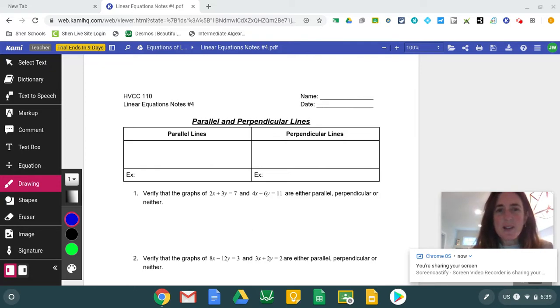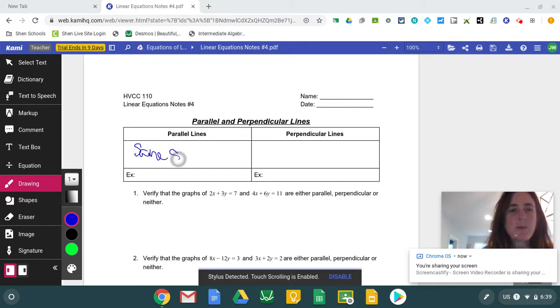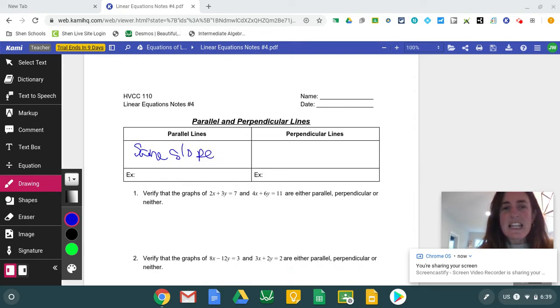Today we're going to do some parallel and perpendicular lines, which you explored back in geometry and earlier this year. To start off, we all know that parallel lines have the same slope. So if the line is y equals 3x plus 2, and the line is y equals 3x minus 6, because they both have the same exact slope of 3, the two lines are parallel. They have the same slope. Parallel is this symbol, if you remember from before.